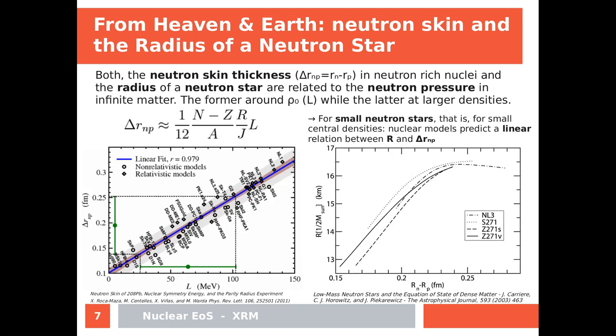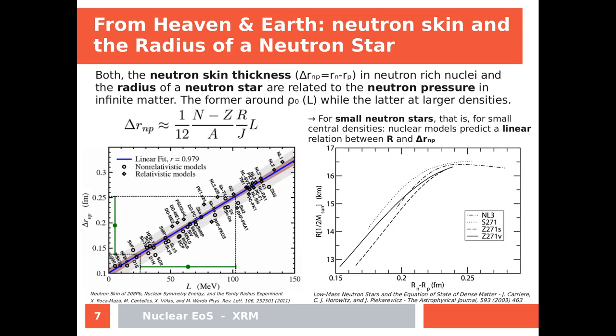If you think about the parameter L, which is proportional to the neutron pressure in nuclei, and you are looking at a neutron-rich nucleus where you have a lot more neutrons than protons, and this pressure is very large, so neutrons will like to be far apart from each other. What does this mean? This means that the neutron radius will be much larger than the proton one, and then you will have a kind of skin made only of neutrons. The larger the pressure, the larger the skin. This can be understood, right?